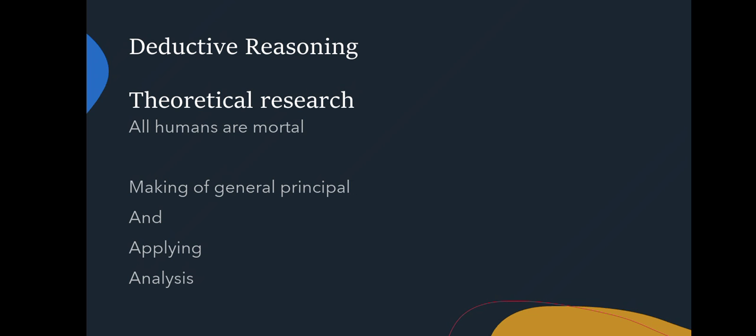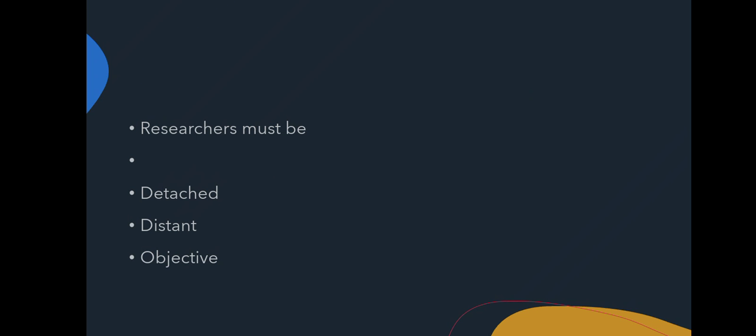It is according to that general principle: firstly we make a general principle, like we are saying that all human beings are mortal. So the making of the general principle is done, and then we apply it: if Adam is one of all human beings, then Adam is mortal. So firstly we make a general principle, and then we apply it. That is just theoretical research or deductive reasoning in which we apply the principle on one individual. In positivism, researchers are always distinct and detached. They are not concerned with things personally. They see things with objectivity, with no personal or outsider influence in the research.